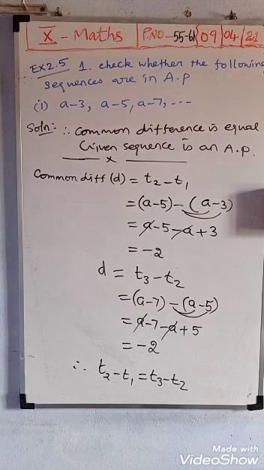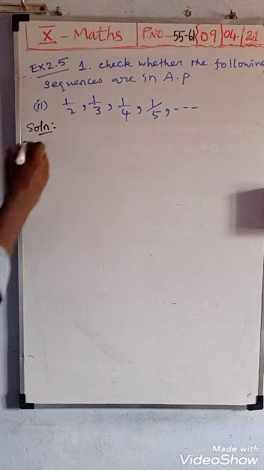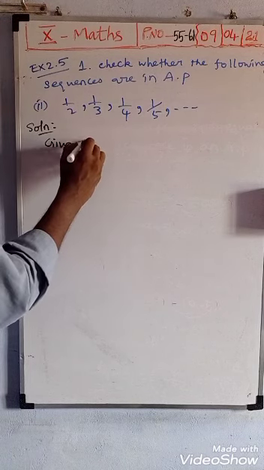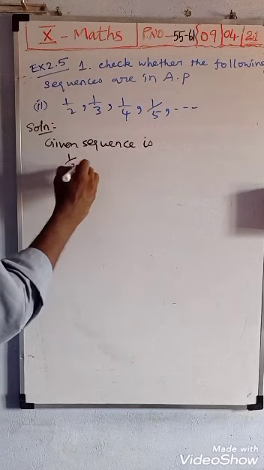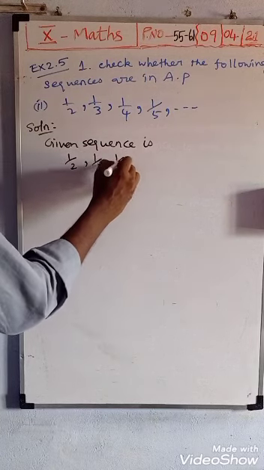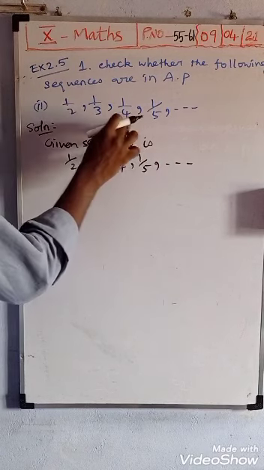Okay, that's all. See the next second point: 1 by 2 comma 1 by 3 comma 1 by 4 comma 1 by 5 up to etc. So in this sequence we want to check whether it is an AP or not. So see the solution, you should write the given sequence. How many terms are given? Given sequence is 1 by 2, 1 by 3, 1 by 4, many terms are there, but here 4 terms are given. Okay, 1 2 3 4 terms.